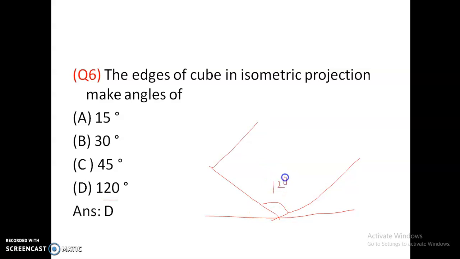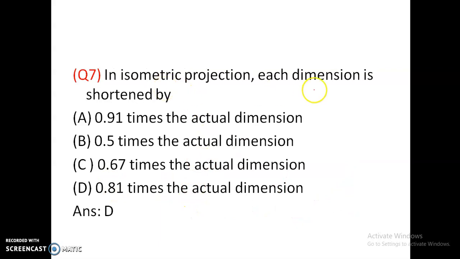Here the total angle is 180 degrees: 30 degrees here, and 60 plus 120 is 180. So the edges of the cube make angles of 120 degrees. Okay, so option D is correct. In isometric projection, each dimension is shortened by 0.815 times. So option D is correct.